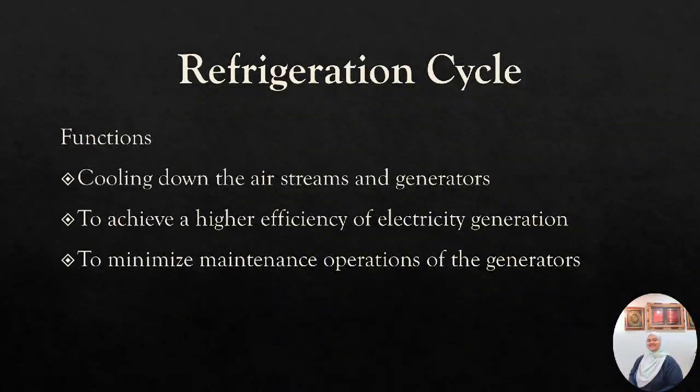To achieve a higher efficiency, inlet air must be in determined conditions. If the temperature of the inlet air is too high, the density decreases and it will suffer a decline in electric production. To avoid this problem, this refrigeration cycle is used to cool down the streams. The other function is to cool down the generators, as the generators will generate heat when operating. To minimize the maintenance operation, refrigeration systems are necessary.